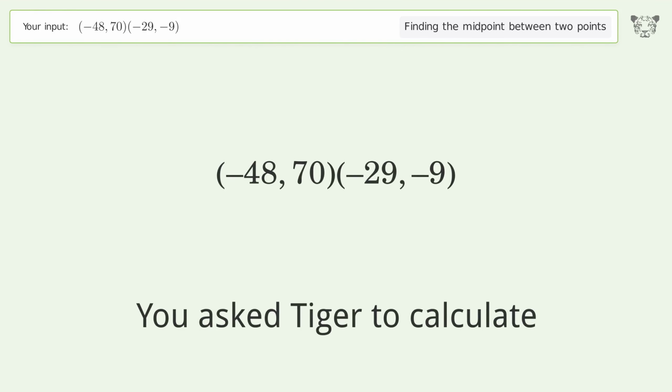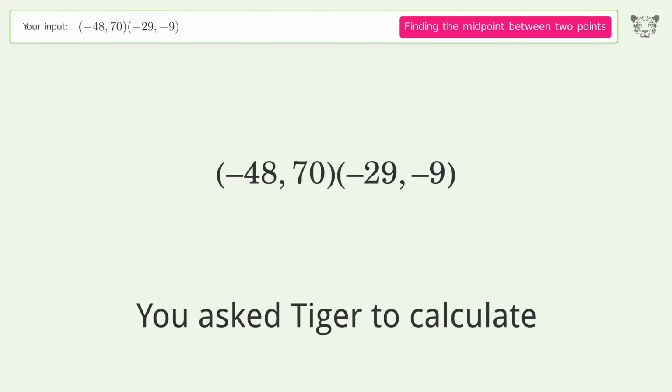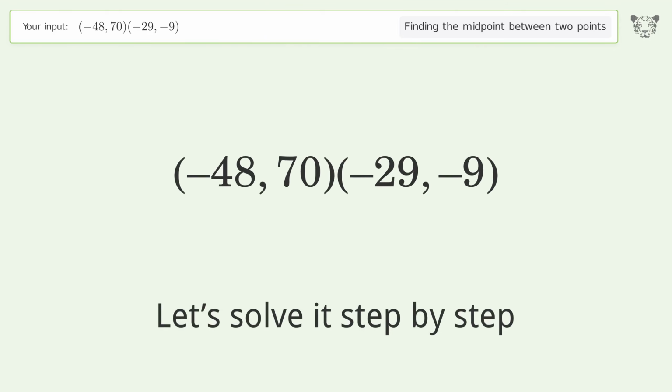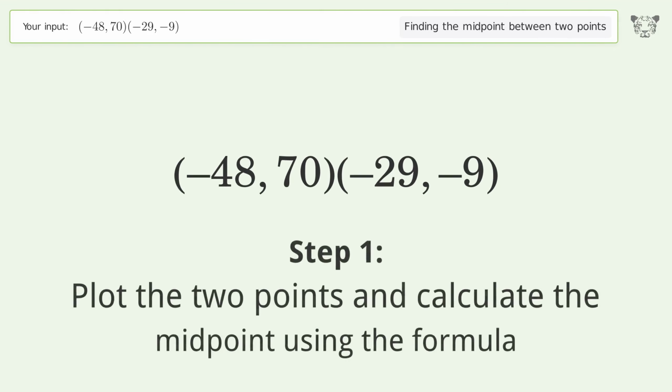You ask Tiger to calculate. This deals with finding the midpoint between 2 points. The midpoint between the 2 points is negative 38.5, 30.5. Let's solve it step by step. Plot the 2 points and calculate the midpoint using the formula.